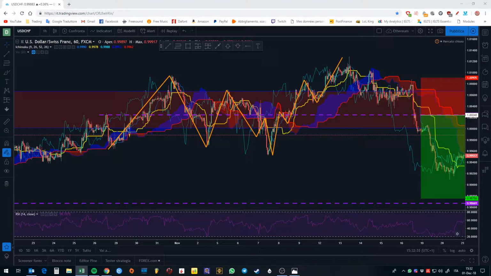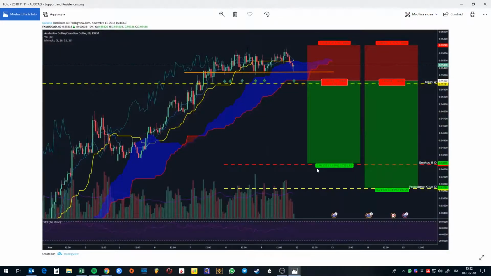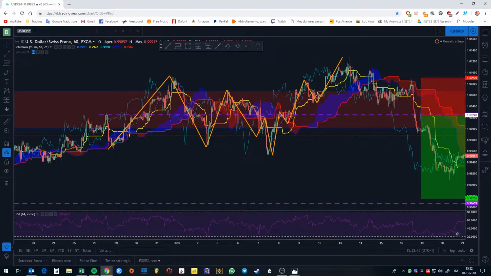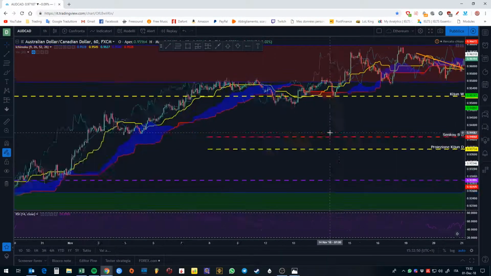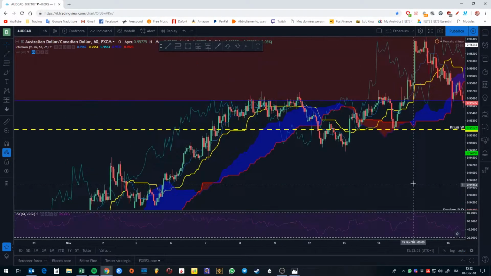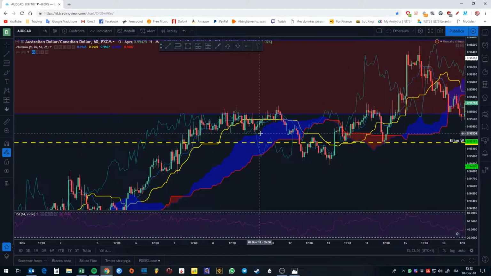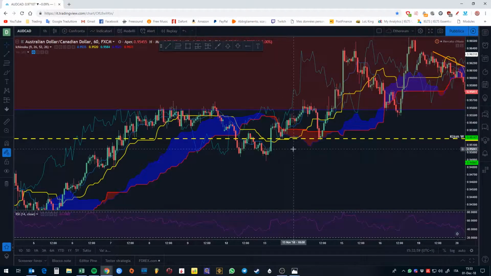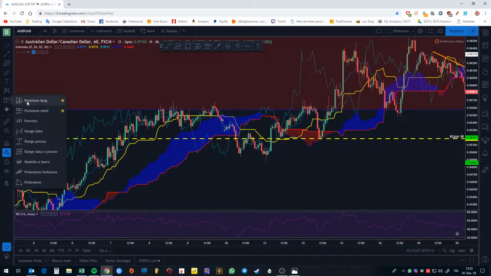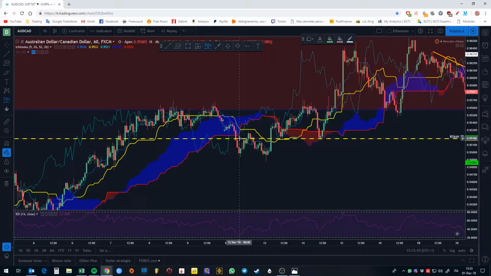Let's see again Aussie CAD. Okay, this is a good entry point. This is a really good entry point. I want to see what happened, because that's a really good entry point. It's this one, right? Yeah, it's certainly this one. What happened? I went on stop loss, but that's fine. That's a perfect stop loss. That's a great stop.